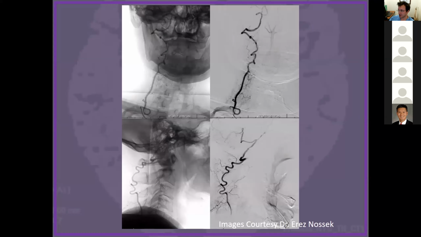So here's a lateral projection on the bottom. You see how that works. There are a lot of different variants, and some of it has clinical implications. For example, somebody has a vertebral ostium stenosis. It's one of these lesions that occasionally we're asked to evaluate. Should we stent? What should we do with a vertebral ostium stenosis?